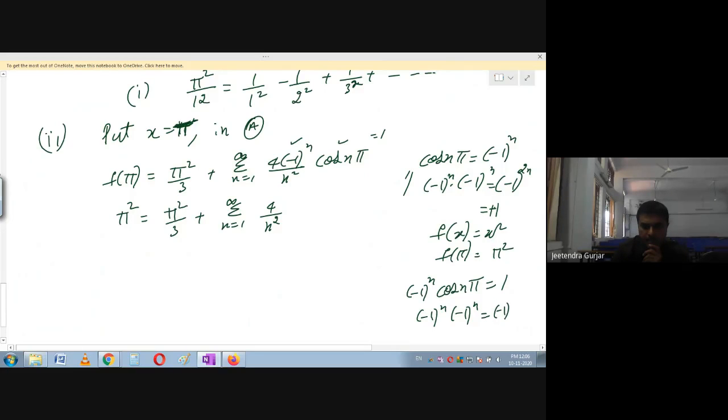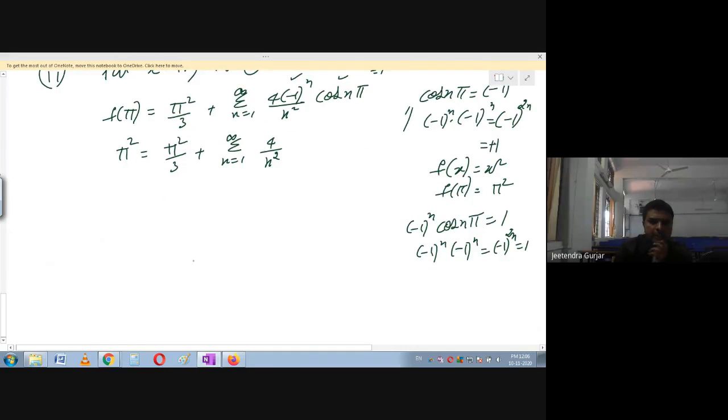We can get this as (-1)^(2n), which is always equal to 1. So this is the value we get here, students. So I'll bring this π²/3 to this side. So you can see this is π² minus π². You can just simplify this, students, very easy.